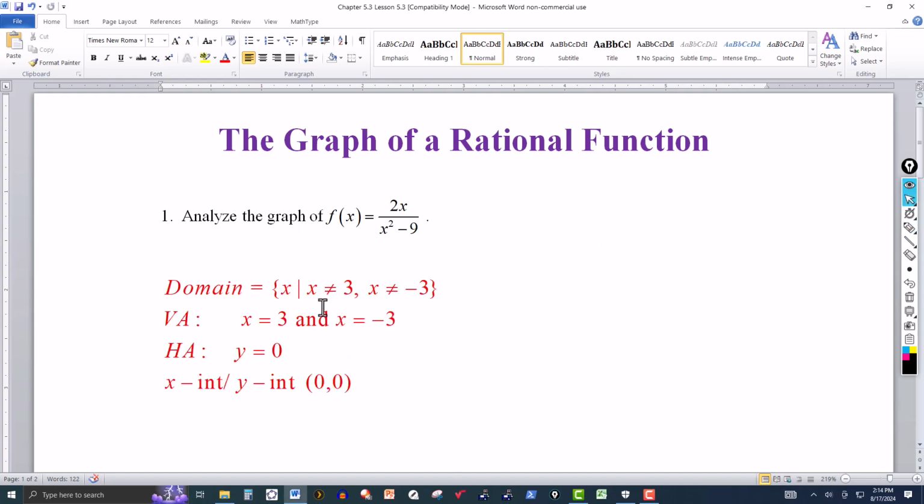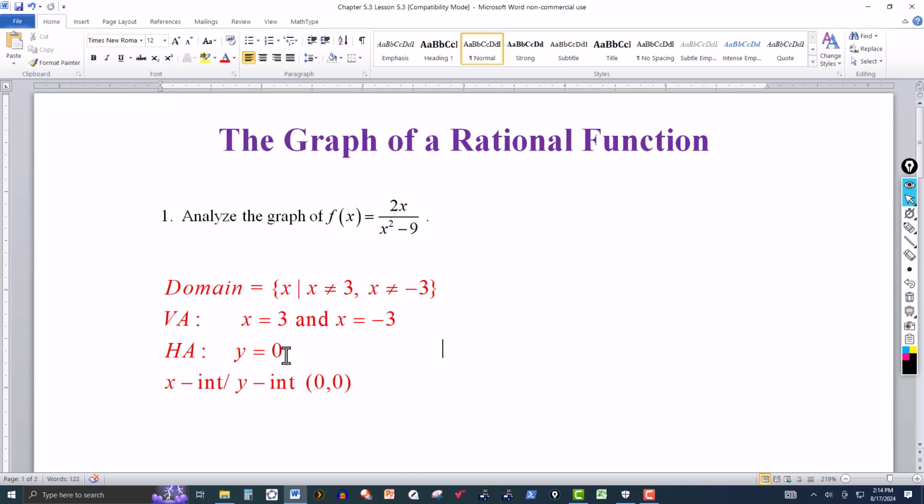So here's what we have then. The domain excludes the values that make the denominator 0. It's undefined there. So the permissible replacements for x would be any value except 3 or negative 3, because those make the denominator 0. Division by 0 is undefined. And those values will also give us the equations of the vertical asymptotes, as I just pointed out, x equals 3 and x equals negative 3. The horizontal asymptote would be y equals 0, which is the x-axis.